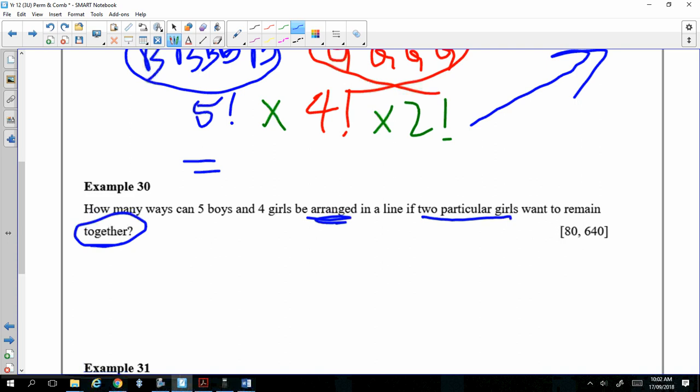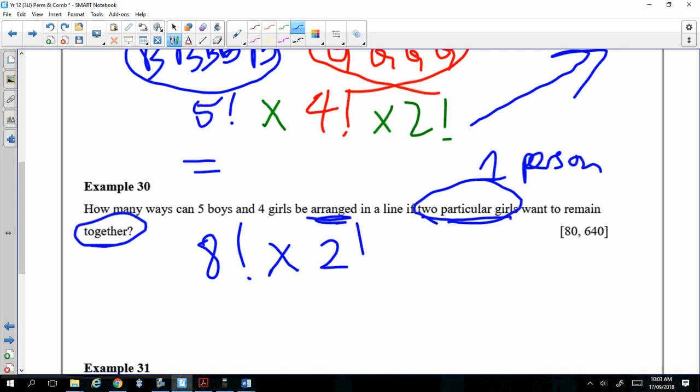Jacob, go. What would you do? Along the line, together. Yes. So you assume the 2 girls are just one person. So instead of 9 people, there's 8 factorial. And then what do you do next? Rearrange the 2 particular girls. Very good. So 8 factorial ways because you assume the 2 girls are one person, and then rearrange the 2 particular girls. Okay, good. I think we've done enough.